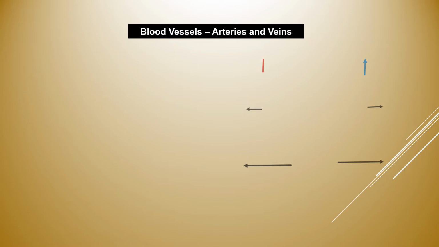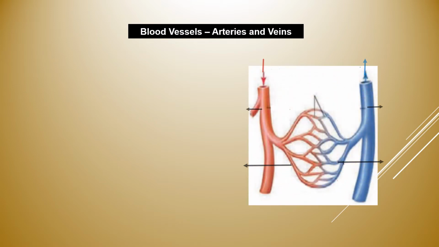Now let us see one by one. First one, blood vessels, artery and veins. You see this picture: red in color, arteries; blue in color, veins. Blood vessels are a network, they look like a network. There are three types: arteries, veins and capillaries. Let us see one by one.